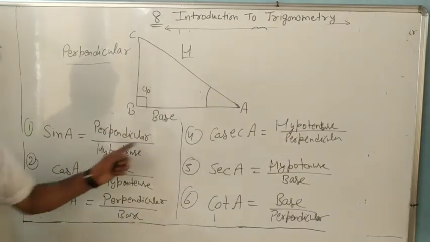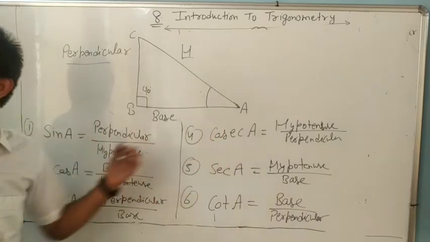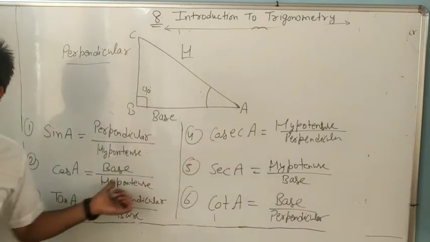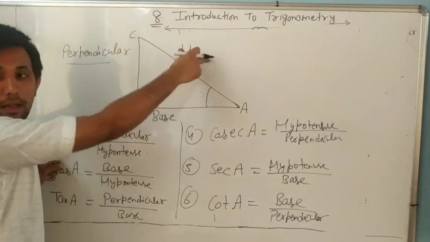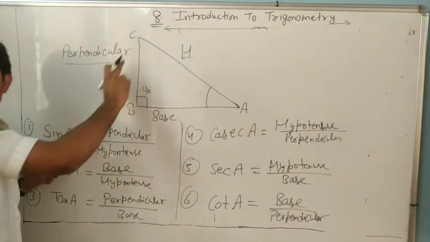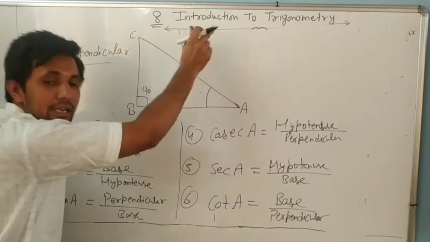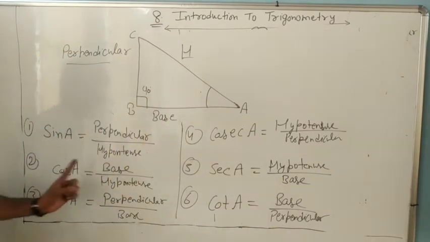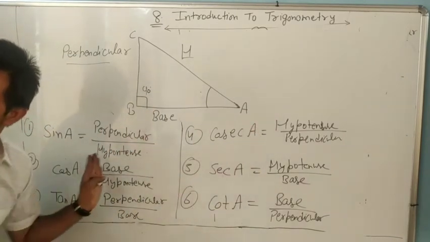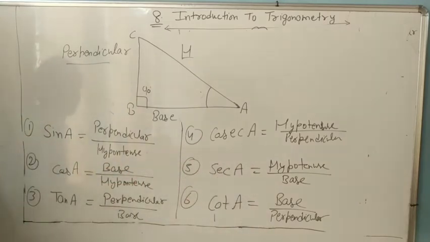Always remember, look at sine and cosec, opposite. Cos and sec. Tan and cot. Sine A means perpendicular by hypotenuse. Cos means base by hypotenuse. And tangent is perpendicular by base. These three you can write from them, and the other three are their opposites. Okay, dear?